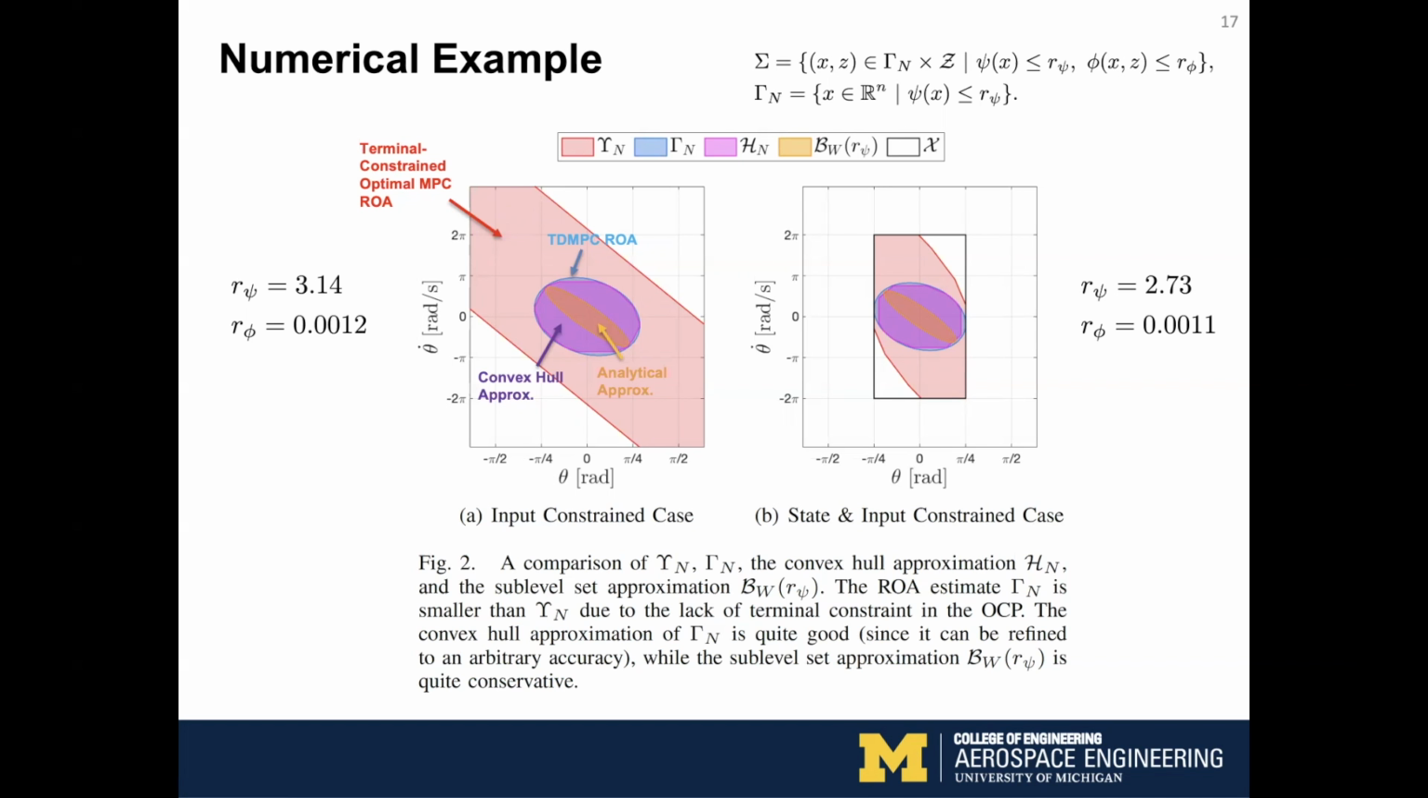So here's a comparison of various sets in the plant state space. As we discussed before, the region of attraction estimate sigma is actually in an expanded state space, including the solution estimate. But what we look at here is just a projection of that onto the plant state space. And that's what we call gamma n, this projection. So what we compare these sets to is the terminal constrained optimal MPC ROA. So this is sort of the traditional estimate of a region of attraction you get for an MPC controller, which you generate with a terminal constraint.